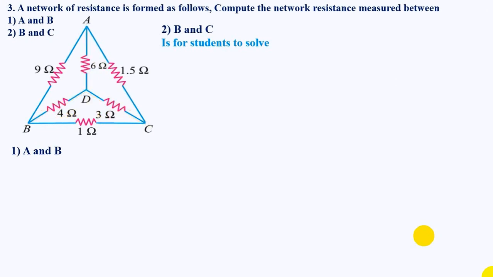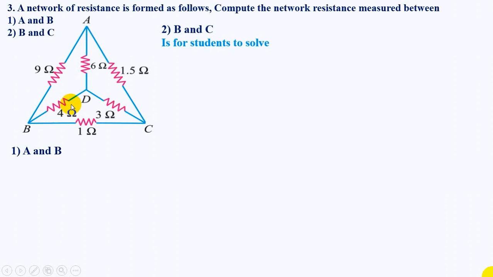So what will I be doing? This is your star, right? Let us understand again which are star and delta. This is your star, and the outer is your delta. This inner is again a delta. These three are in delta, these three are in delta.